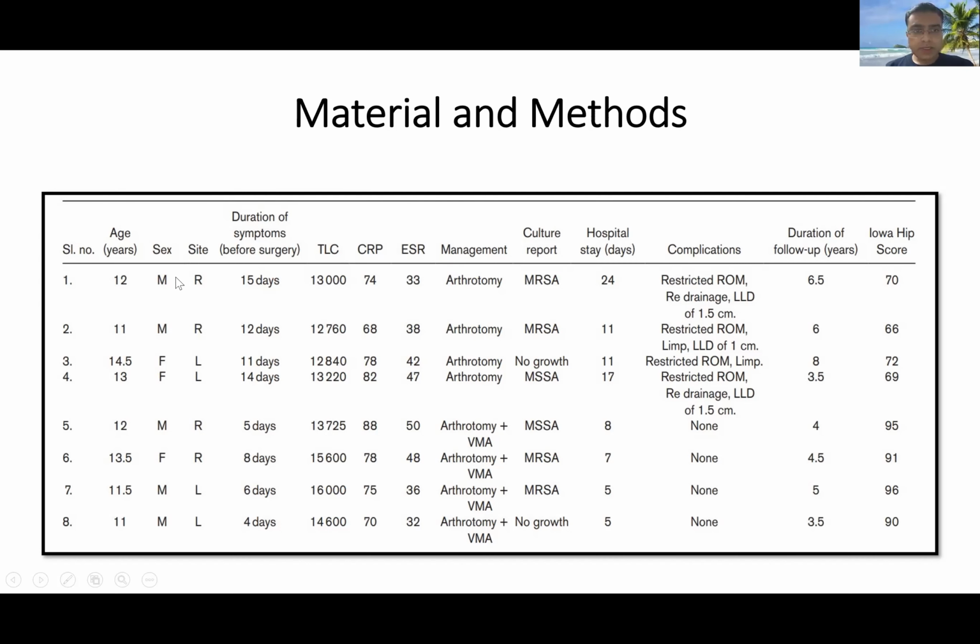We jotted down the sex, the site, duration of symptoms, the lab parameters, management, culture reports, their hospital stay, complications they faced, duration of follow-up, and we plotted the Iowa hip score to know the function at final follow-up. Similarly, for group 2, we also had 4 patients. These were the patients who came to us after 2016. And here we adopted the Vanderbilt medial approach to drain the obturator internus abscess, along with doing a hip arthrotomy.